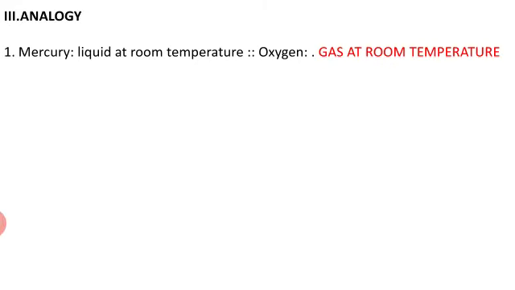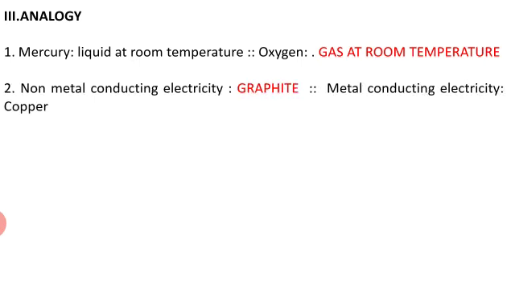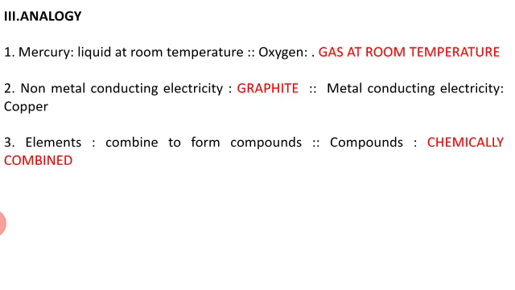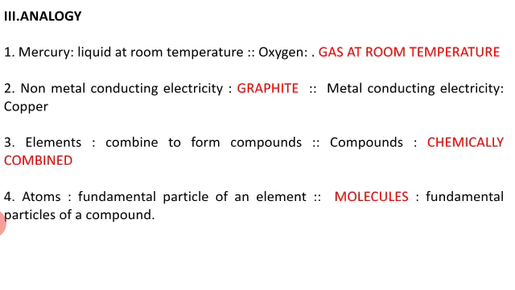Next, analogy. The first one, mercury, liquid at room temperature. Oxygen, gas at room temperature. Non-metal conducting electricity, graphite. Non-metal conducting electricity, what, students? Graphite. Metal conducting electricity, copper. Elements combine to form compounds. Compounds are chemically combined. Atoms, fundamental particle of an element. Molecules, fundamental particle of a compound.